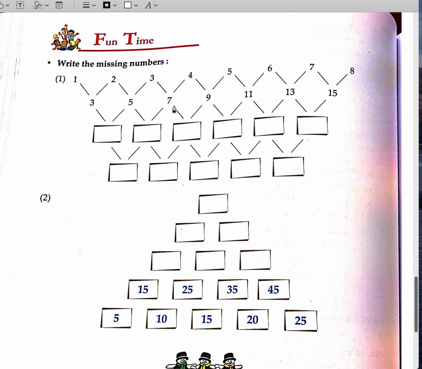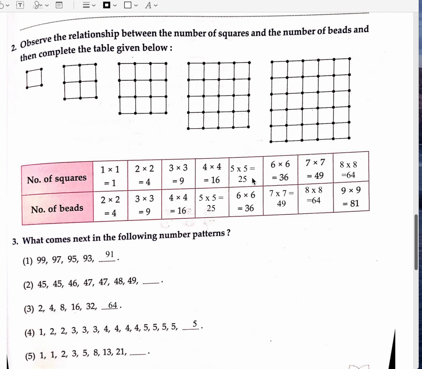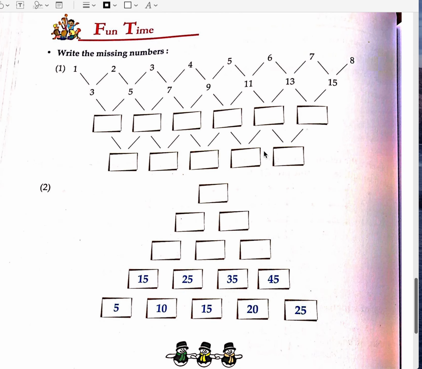Now here we need to write the missing numbers. So 1, 2, 3, 4, 5, and 3, 5, 7, 11, 13, 15. Now here there will be 3 plus 5, which is equal to 8, then 5 plus 7, which is equal to 12, and so on. So with this we are done with the 10th chapter, which is patterns and numbers.